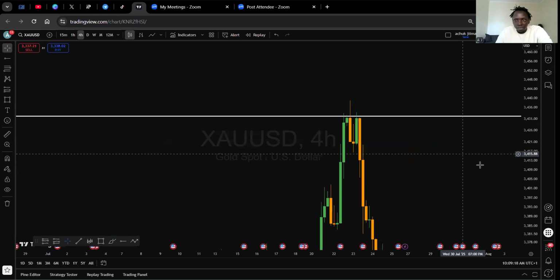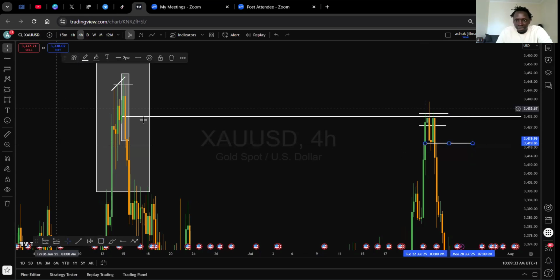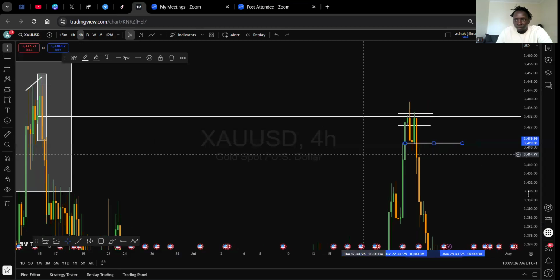Now, what do we see here? Okay. We see another liquidity being grabbed here. We see another double top here. We see another bearish engulfing candle here. And then we see also another break here. Now, price is reacting based on this pattern here, and that is where you're going to actually be able to trade.